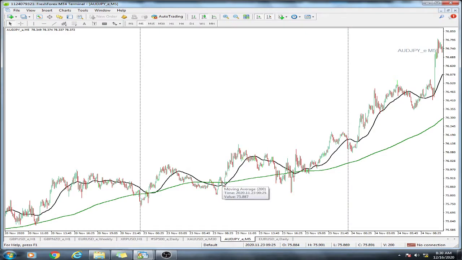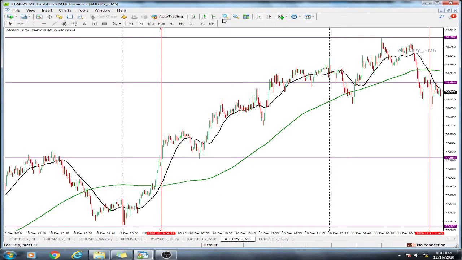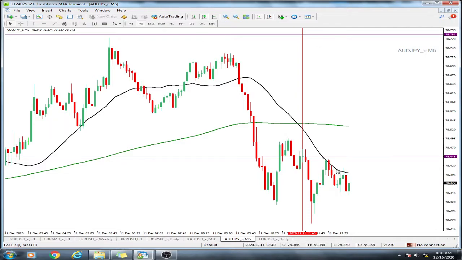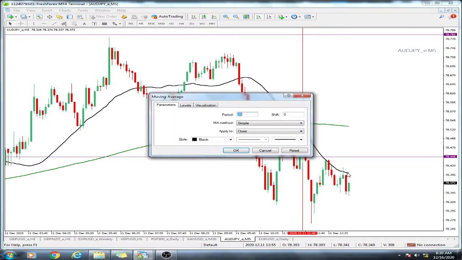So there's one thing which I've not explained with the moving averages. I think it's something which is useful. People need to understand it. Okay, whenever you click the moving average, there is this shift here. So shift basically means start calculating moving average from which candle. This is what it means. Start calculating from which candle.